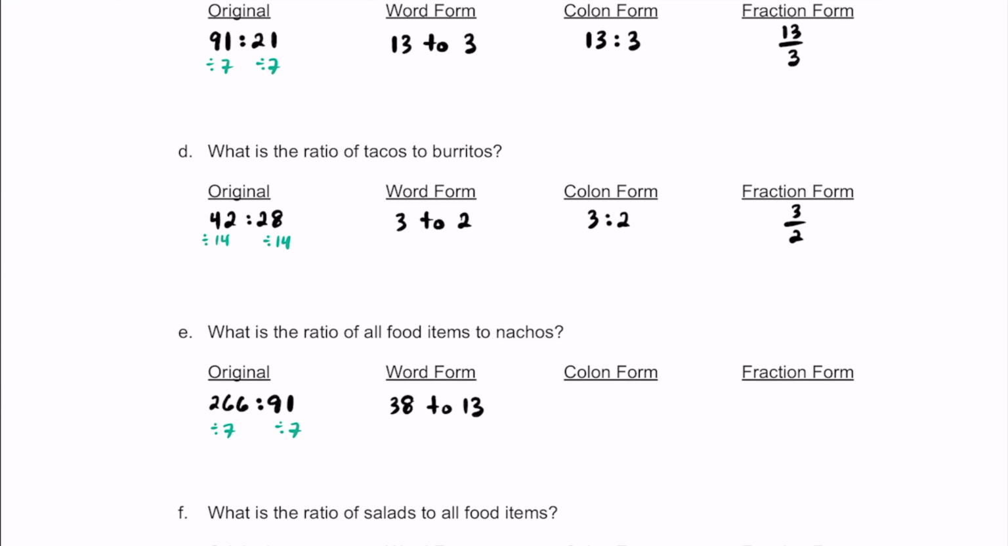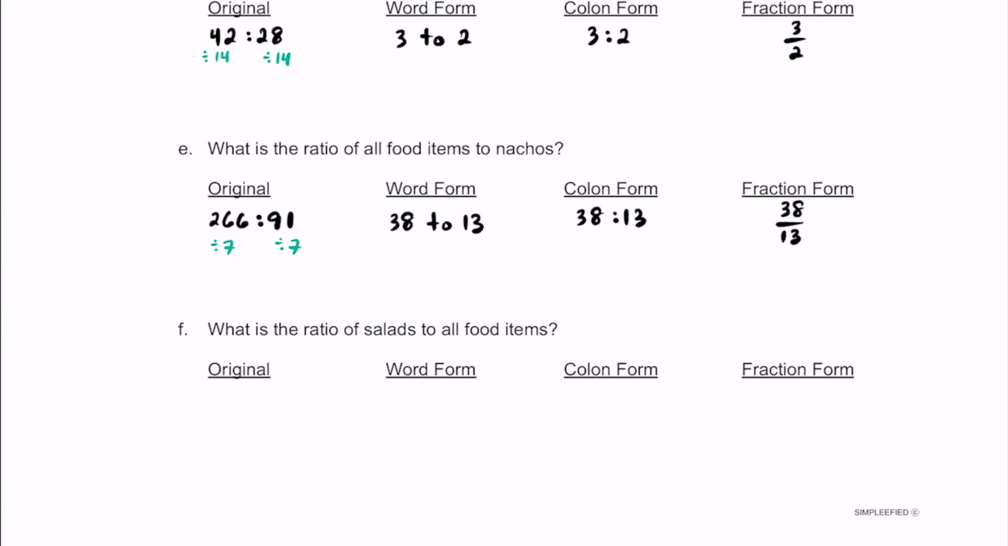Now again, if you need to take your time and pause the video to do that long division, then make sure you do it. But if you find their prime factorizations or you know the divisibility rules for 7, you can go ahead and find those out. Okay, so 38 to 13, and then in fraction form, this is going to be 38 to 13.